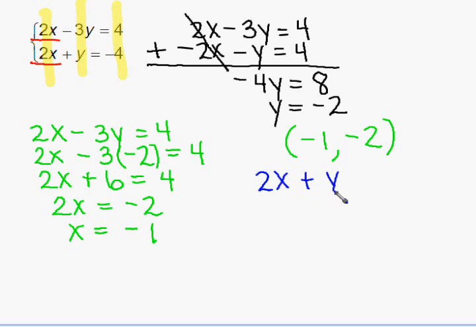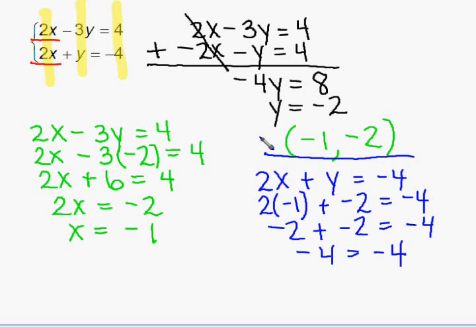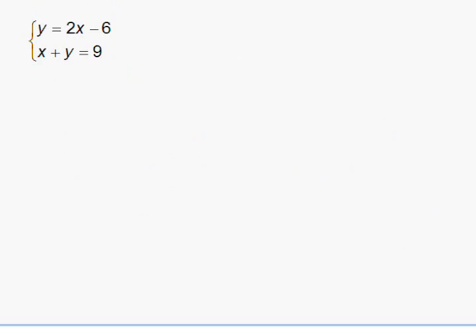But we can check that in the second equation to see if it holds true. So we'll plug in the fact that x is negative 1 and y is negative 2. That gives us negative 2 plus negative 2 equaling negative 4. And since negative 4 does equal negative 4, our solution satisfies both equations.